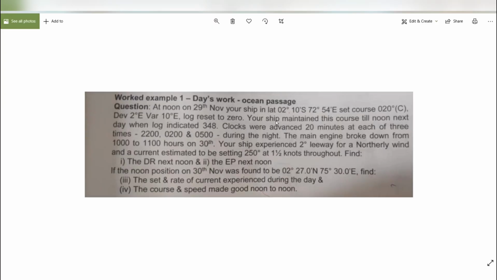Said when we have to find DR position, current and leeway is not applied. Am I right or not? But sir, in the worked example, they have applied the leeway to find the DR position. Okay, they have applied the leeway, huh? Yes, sir. Okay. Just send the solution to me on WhatsApp. Let me check it. If there is anything else given in the remarks or something, let me check it. Okay? Okay, sir.